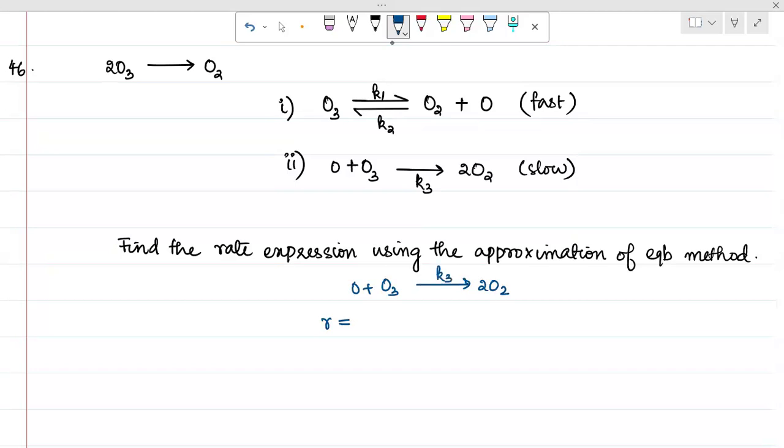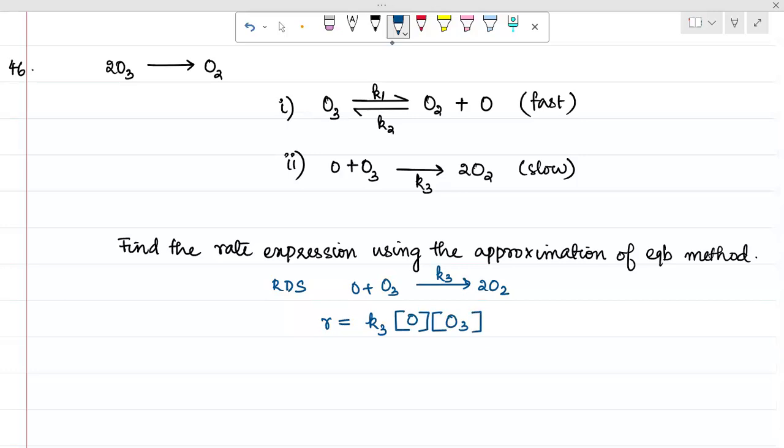So if you have to write the expression, we said that this is a complex reaction which happens in two steps. Each step is going to be elementary. That is also something that we know. And now we know that the elementary step, which is the slowest, is the rate determining step, RDS. Now, if we know the rate determining step, we can write the expression for rate. Rate is equal to K3 into concentration of O into concentration of O3. Since they are elementary, you can put their powers same as the stoichiometry.